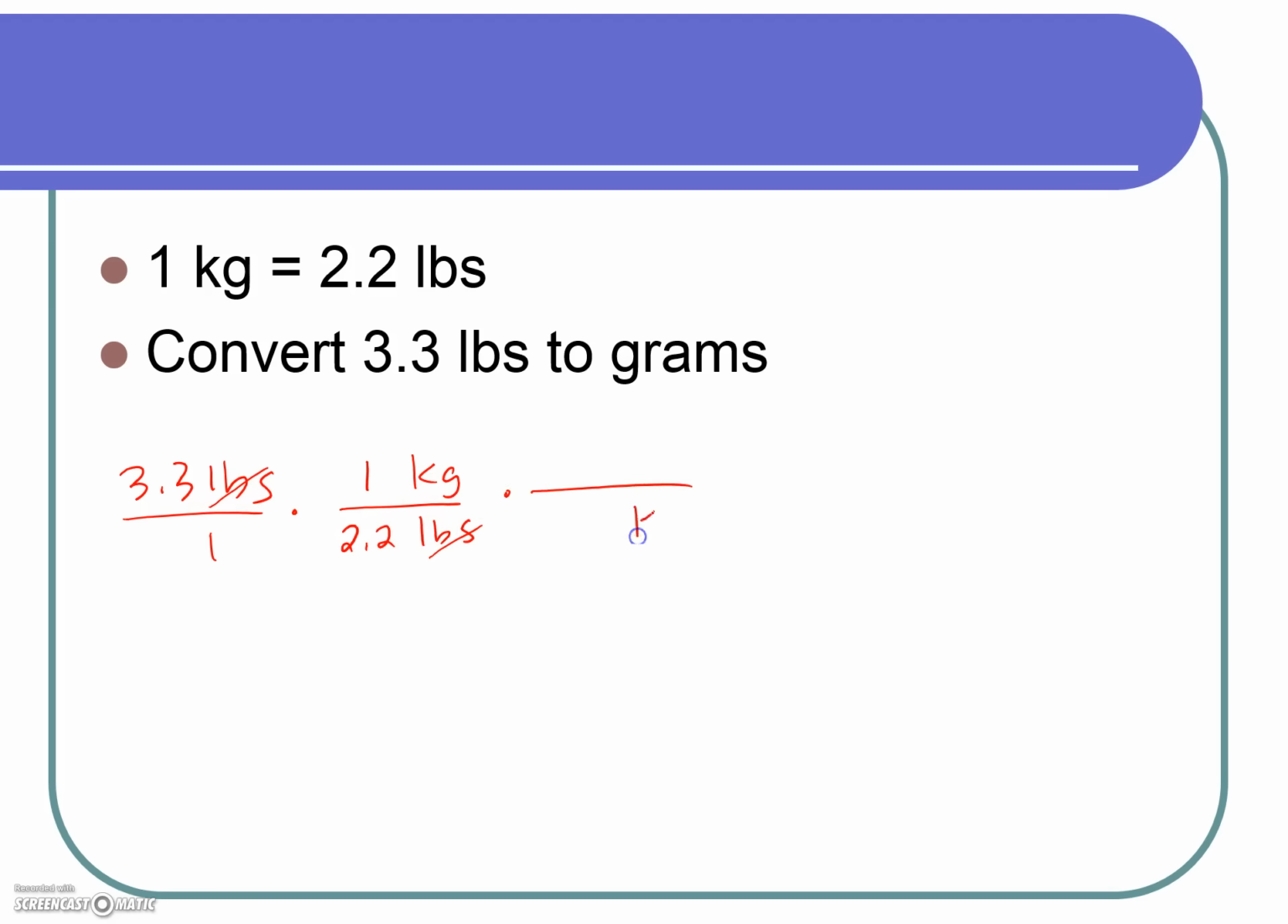This is a basic one that we should know. Kilograms on the bottom, grams on the top. There are 1,000 grams in a kilogram. I go to solve. I multiply the top. I multiply the bottom, and then I divide. I have 2 significant figures here, so I end up with 1,500 grams.